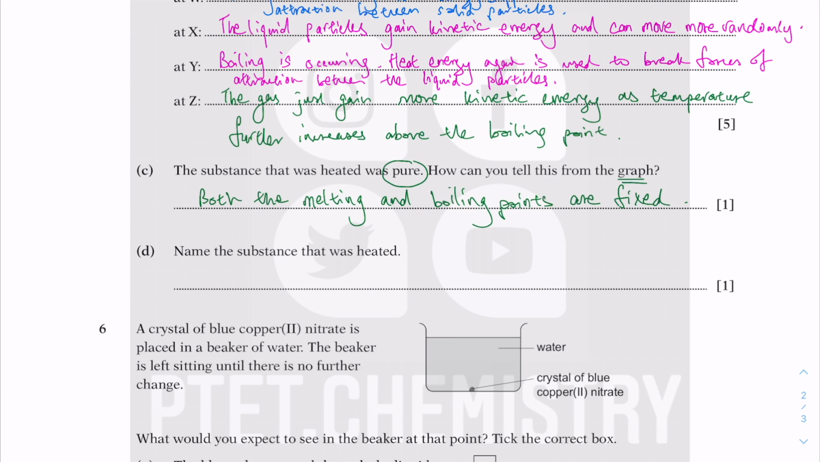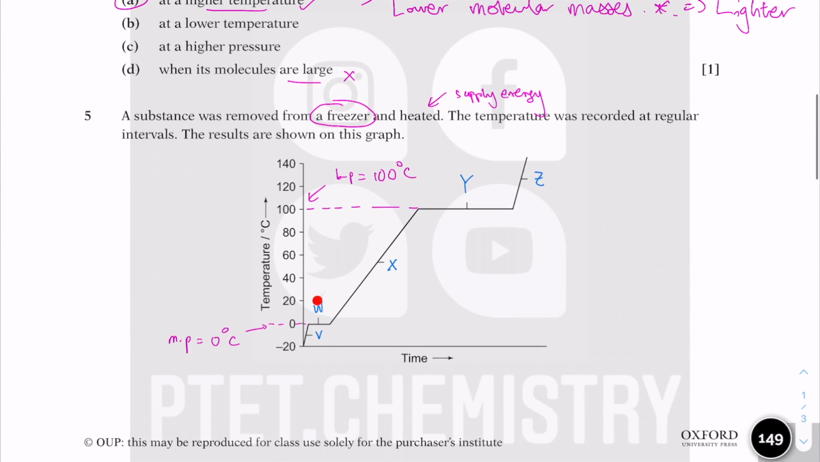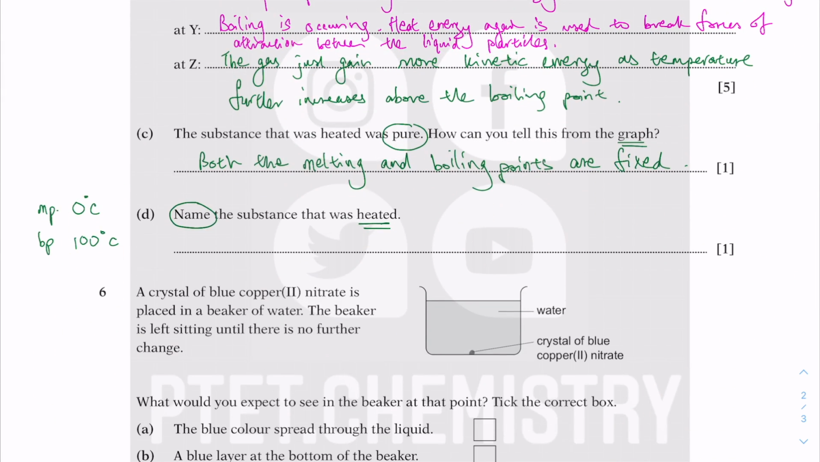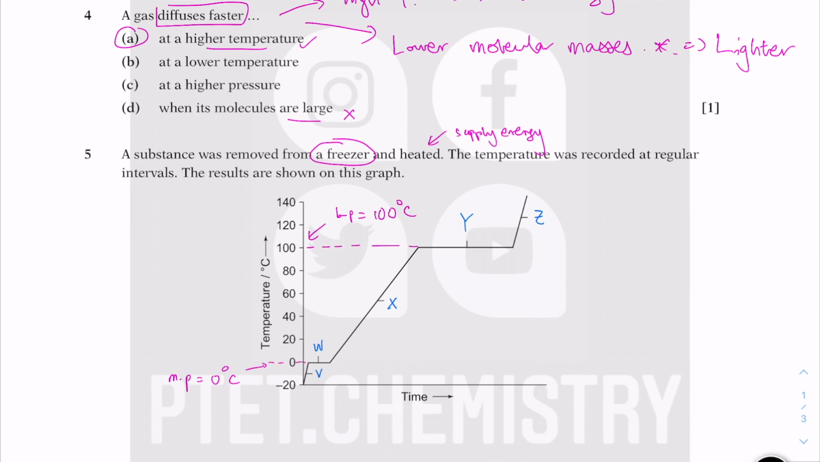All right. So they want you to name the substance that was heated. So previously you saw the melting point was 0 degrees Celsius and the boiling point was 100 degrees Celsius from the graph, as you are expected to read the graph. And based on that information alone, you should know that this actually represents the substance that was heated. Be very careful. This is the tricky bit, all right? So what did you heat? If you read back the original question, you take this substance from the freezer and then you heat it.